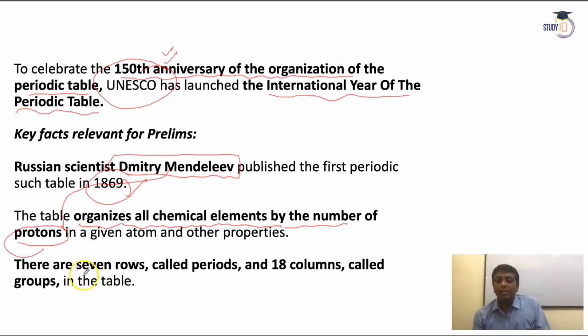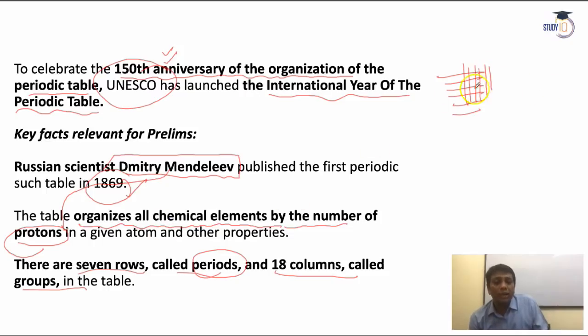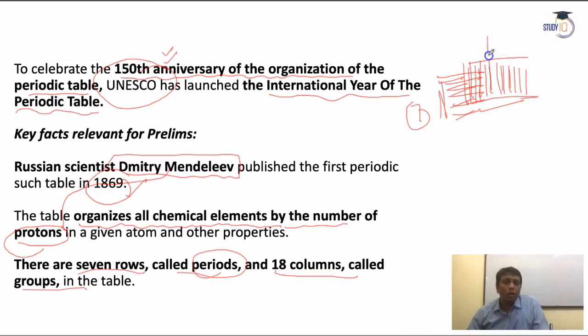There are 7 rows which are called periods and 18 columns which are called groups. So periods are in horizontal lines and groups are in vertical lines. The periods are 7 rows, and the groups are total 18 columns. So these are groups and these are periods.